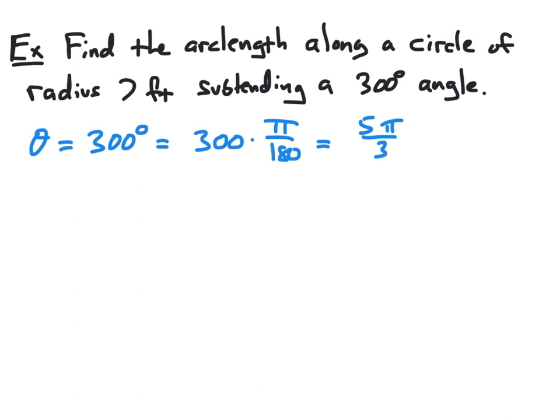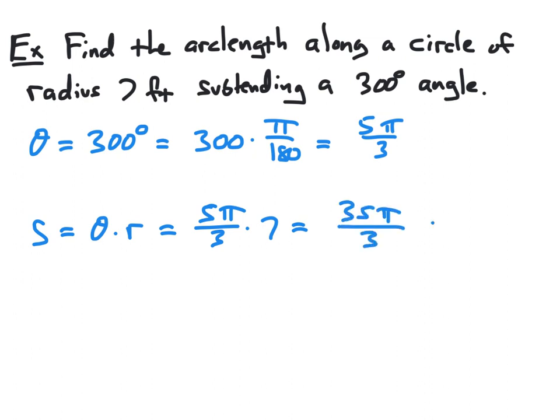Once we know the angle in radians and we have the radius of our circle, the arc length formula simply tells us that the arc length is theta times r, which is 5 pi over 3 multiplied by 7, or 35 pi over 3. And this will be in feet because the radius of our circle was given in feet. So the length of our arc along the circle on this particular angle is 35 pi over 3 feet.